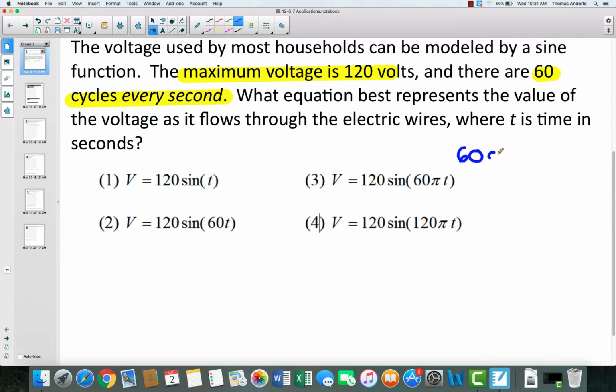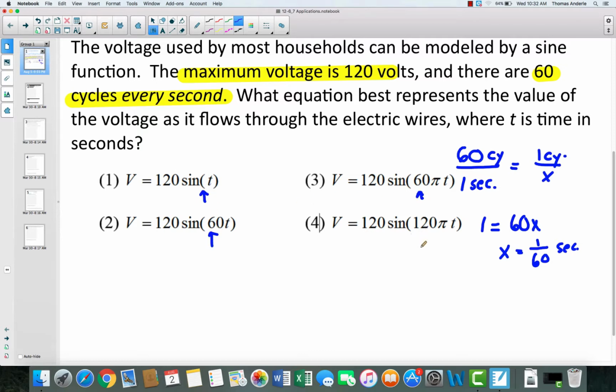If there are 60 cycles every 1 second, if we want to figure out the period, that's really just one cycle. How long does it take for one cycle to complete? Well, it's 1/60th of a second, but if you need to, you could cross multiply. 1 equals 60x, so x has to equal 1/60th of a second. That's the period.